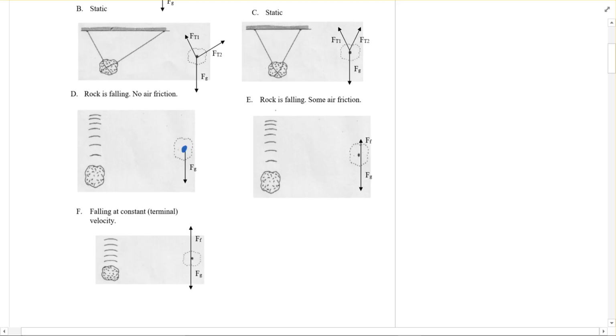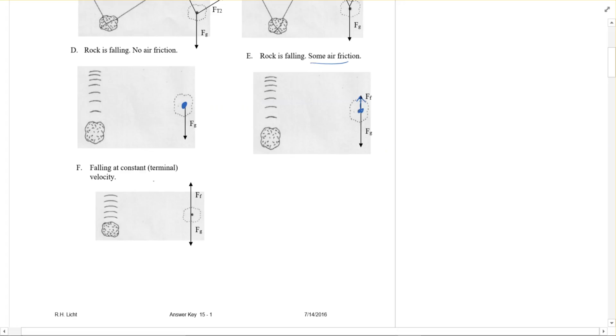Rock is falling with some air friction. Well, it's still falling, and then there's the force of friction pushing back up. Rock falling at constant terminal velocity. Terminal velocity means that the air resistance is matching the force of gravity. So when that happens, the force of friction is balanced with the force of gravity.